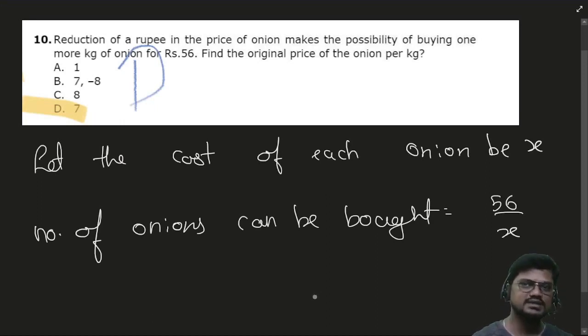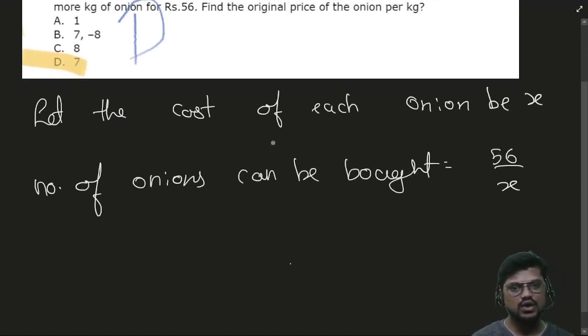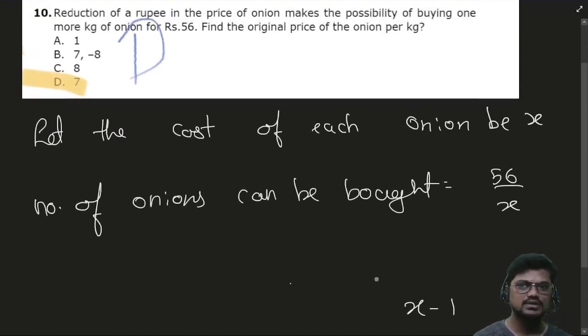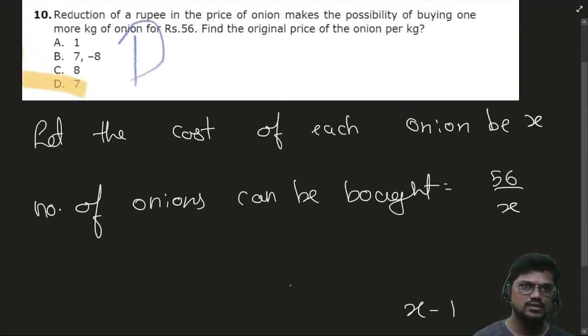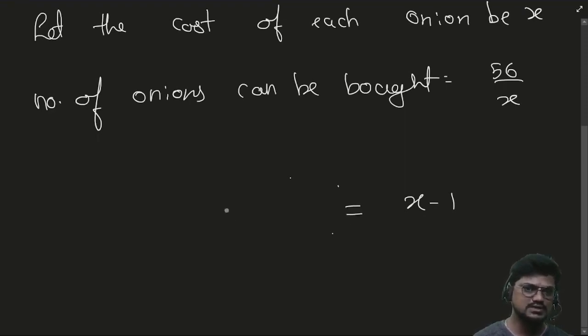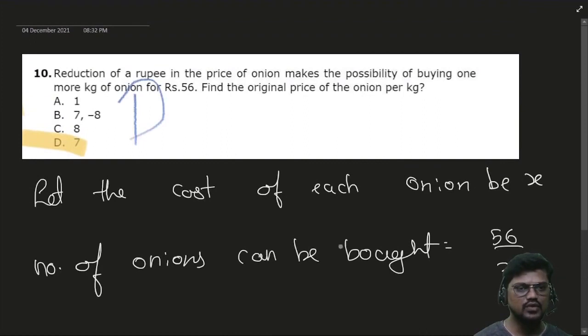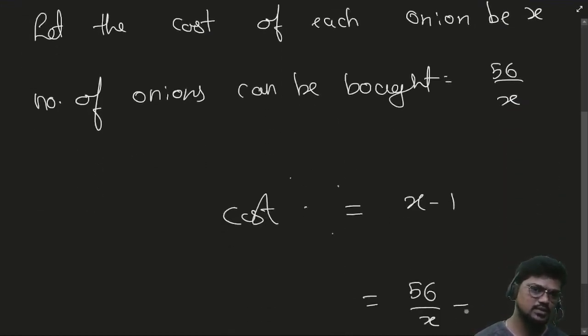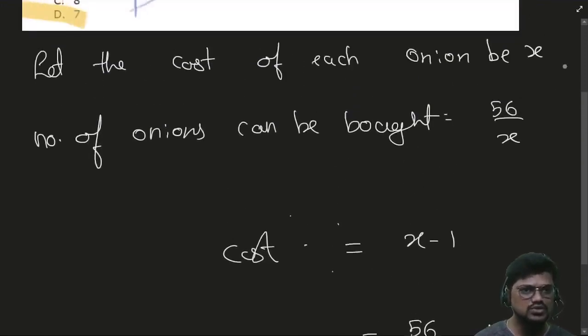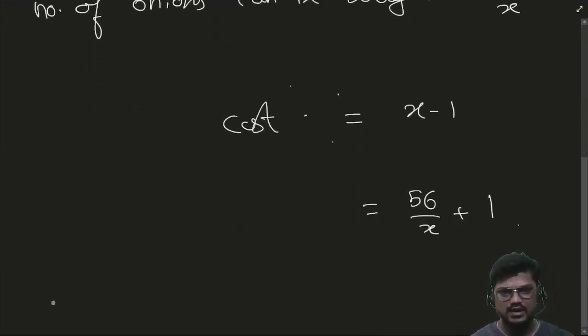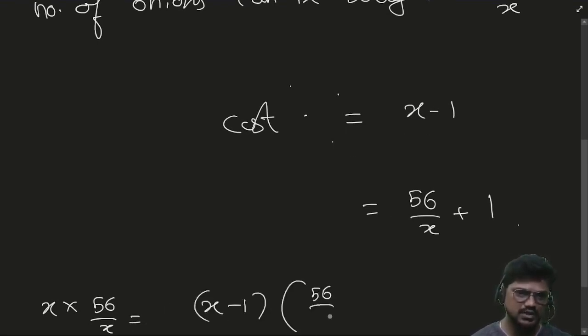Now, what is the next condition? Reduction of a rupee in the price of an onion makes the possibility of buying one more kg of onion. That means if the cost of onion is decreased by 1, then the number of onions increases, buying 1 more kg of onion for rupees 56. That means if the cost of onion is x minus 1, then the number of onions that can be bought will be 56 by x plus 1. Got it? The total cost over here and the total cost over here, both are same. Both will be equal. That is x into 56 upon x will be equal to x minus 1 into 56 by x plus 1.